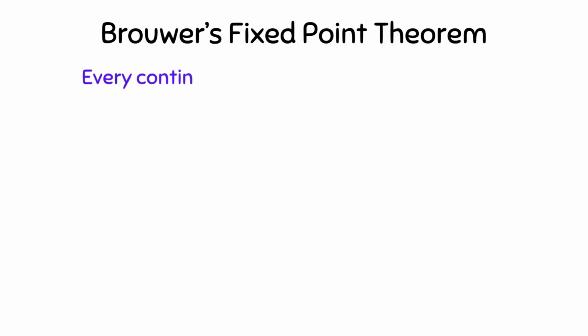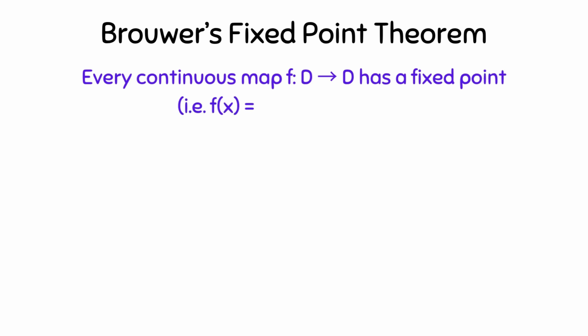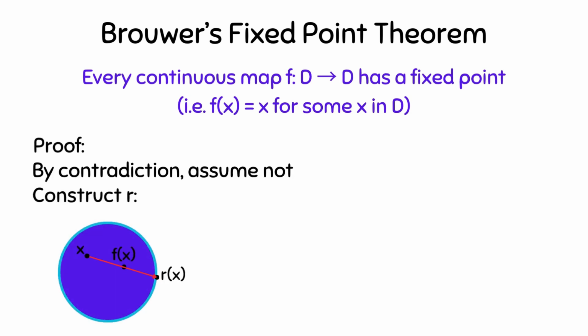Brouwer's fixed-point theorem says, every continuous map from a disk onto itself has a fixed point. So f of x equals x for some x in D. Well, suppose this wasn't the case. Then we can construct the map R from D into S, where for each point x in D, we map the ray from x to f of x to the point where it intersects the boundary circle S.